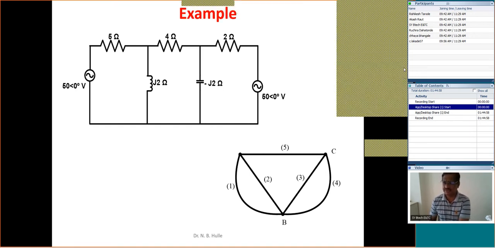Yes, Akash? Yes, sir. Are you sure you are in a position to draw the graph for the given network? Yes, sir. Yes. Chinmay? Yes, sir. Are you in a position to draw the graph for the given network? No, sir. I joined late, sir.